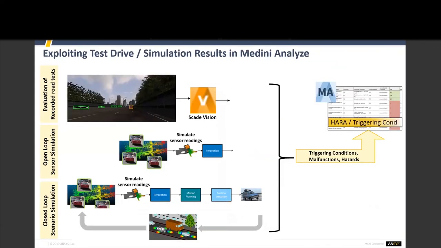Also, if you have detection problems, like here in a real test ride video that can be detected with SceneVision, but also in our open loop sensor simulation or closed loop driving simulation, of course, you must make sure that the triggering conditions, the malfunctions like weak detection or misclassification, and also the resulting hazards, if any, will be imported back in a systematic manner into Medini. And of course, we will work to provide you means to do so, import facilities.